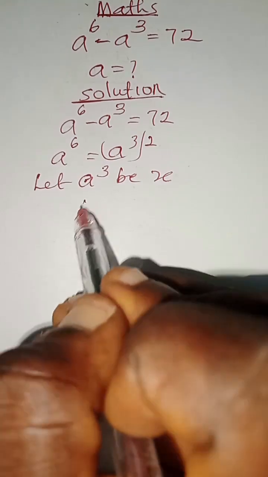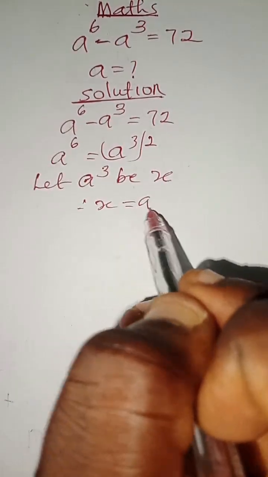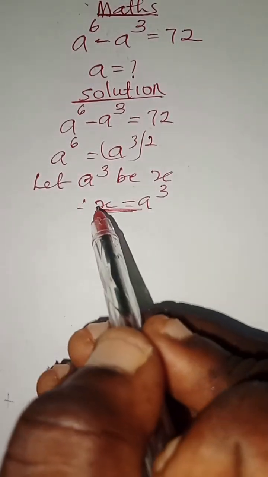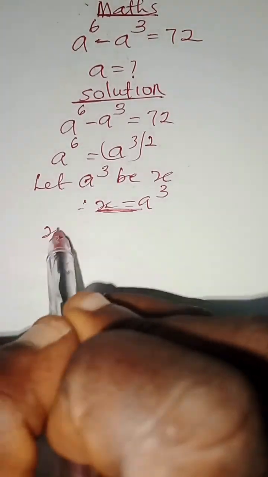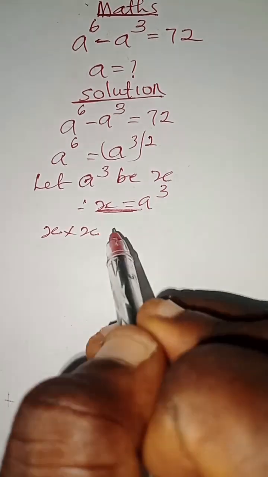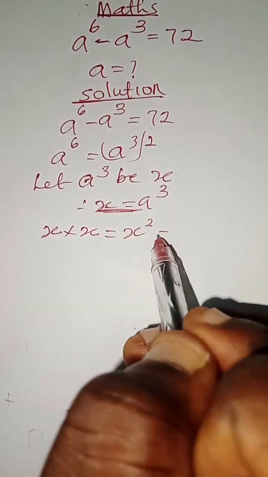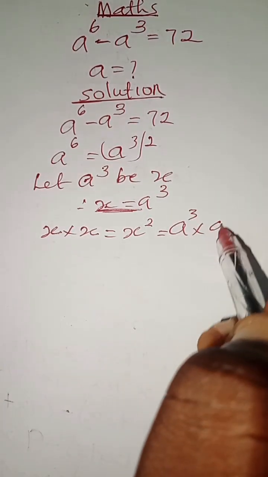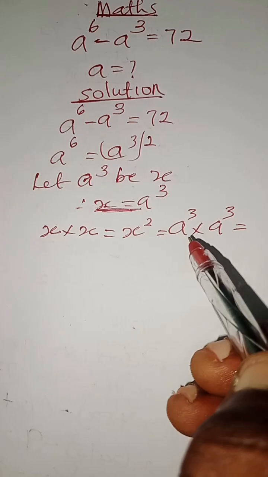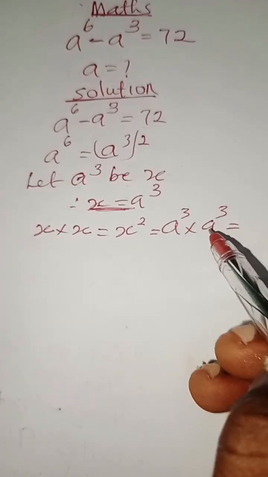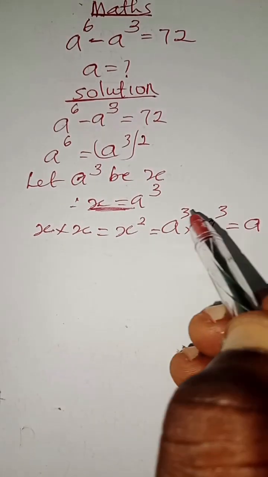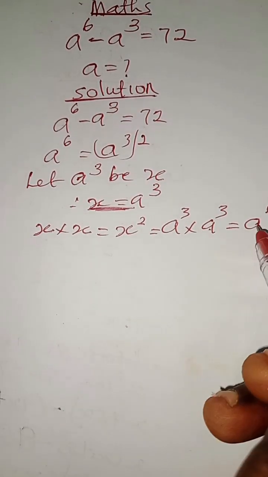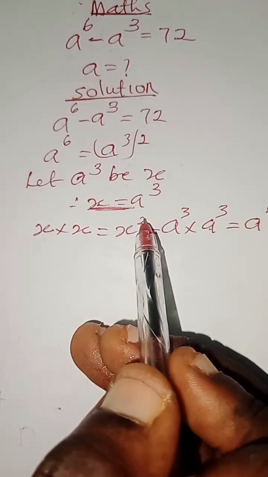So therefore x is equal to a raised to the power of 3. Don't forget that you can have x times x, which is the same thing as x raised to the power of 2. And your x is a raised to the power of 3, so multiply by a raised to the power of 3. In indices, once you have an identical base, you take one of them, then you add the exponents. 3 plus 3 is 6. So your a raised to the power of 6 is actually x raised to the power of 2.